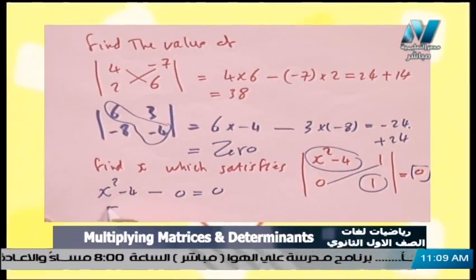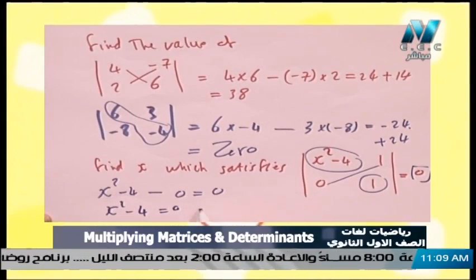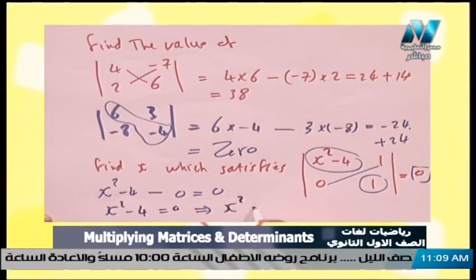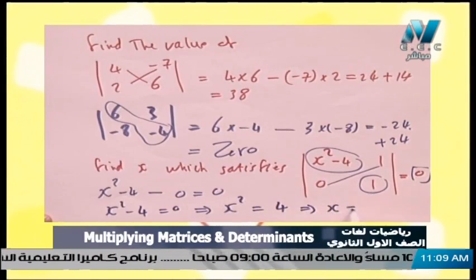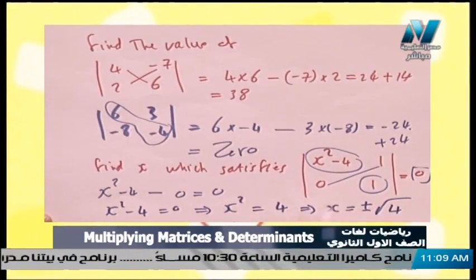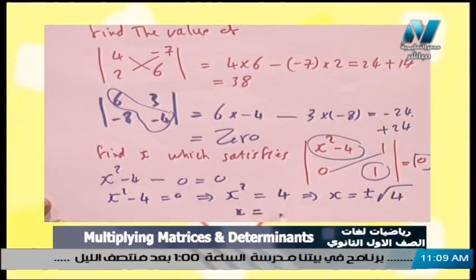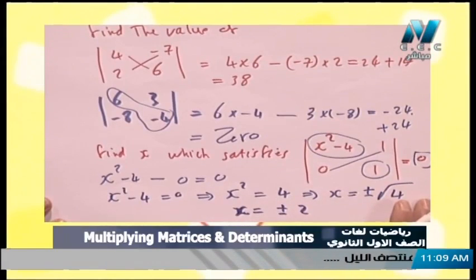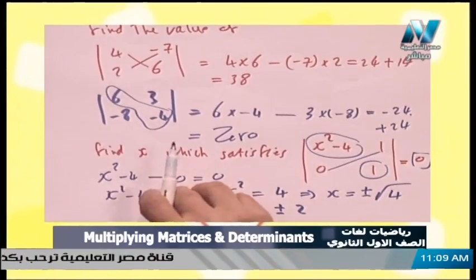So we have now x^2 - 4 = 0, and if we put x^2 = 4, x will be positive or negative square root of 4, so x now equals positive or negative 2. So this is the answer. x now equals positive or negative 2. Let's move quickly to another question.